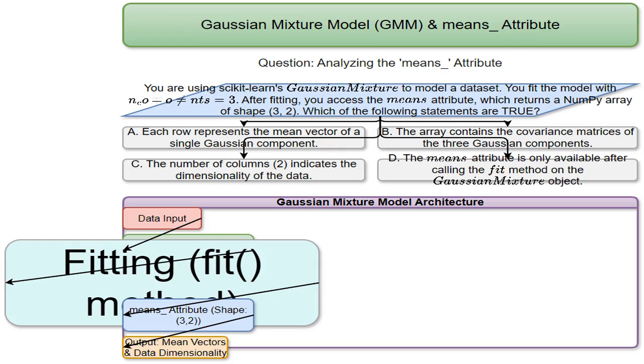Fitting the model using the fit method is the essential step here. Before you can access means_, the model needs to be trained on some data using the fit method. Think of it like teaching a dog a new trick. You have to train it first, fitting, before you can expect it to perform. Access attributes like means_.